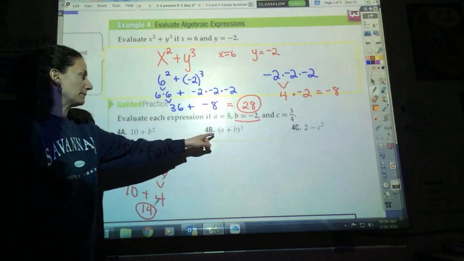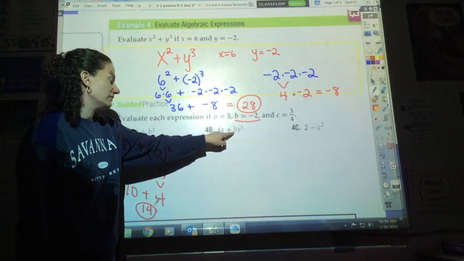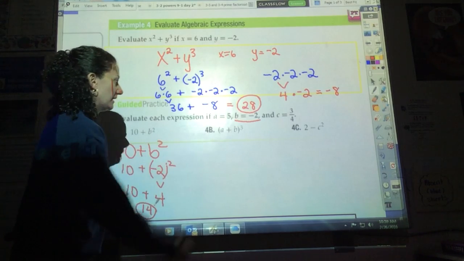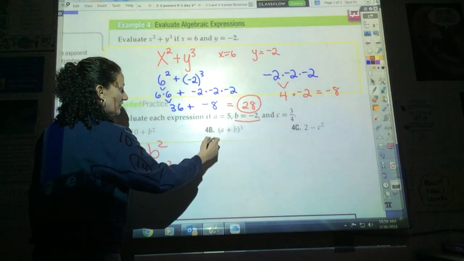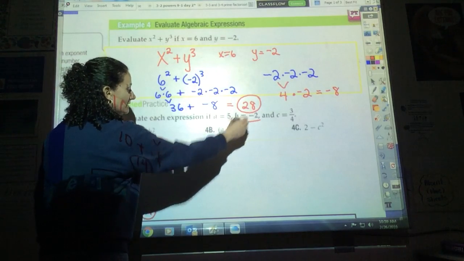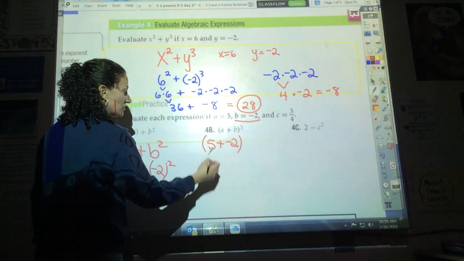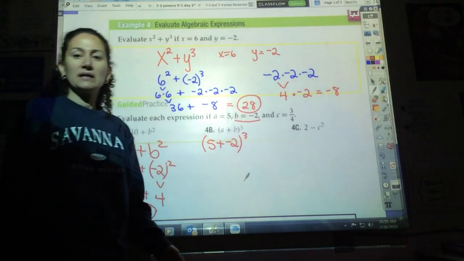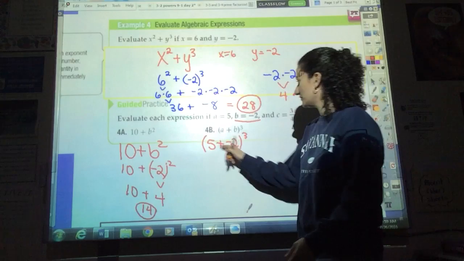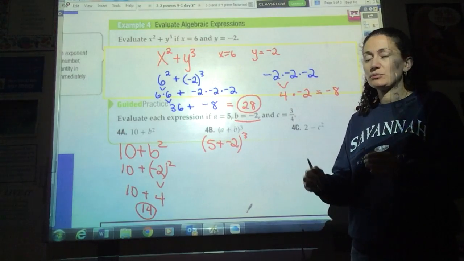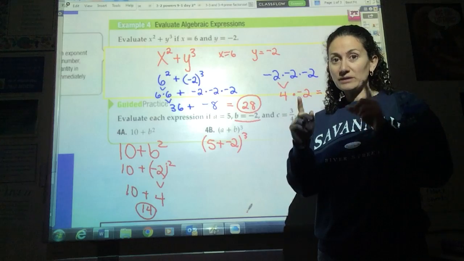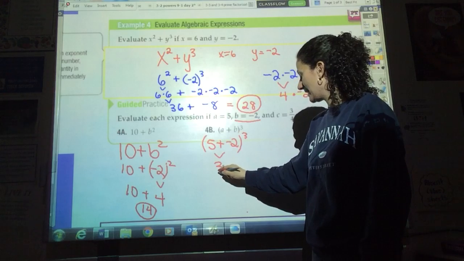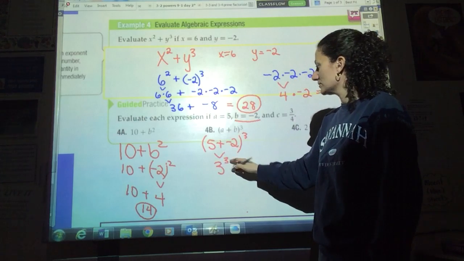Let's look at another one. Look at this one. In this one, I've got 2 variables inside parentheses and then being raised to the power of 3. So let's substitute first. A is 5 plus b is negative 2, and they're in parentheses, and then they need to be raised to the power of 3. This one's a little different. Because the 5 and negative 2, the addition problem, is inside parentheses, I'm going to do that first. So 5 plus negative 2 is 3. And now I'm going to raise that to the power of 3.